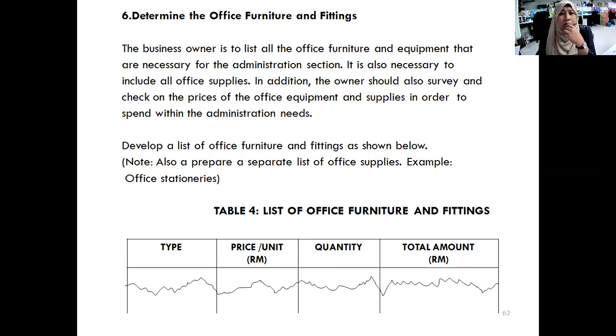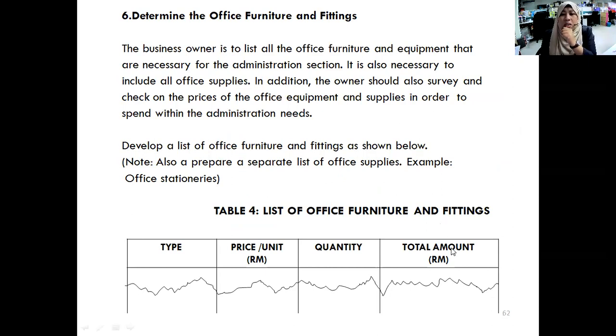Okay, and then the last part: determine the office furniture and fittings. The reason is to list all the office furniture. For example, you have tables, desktops, computers, chairs. Everything, you have to list it, according to this in the business plan, not your entrepreneur's profile business plans.